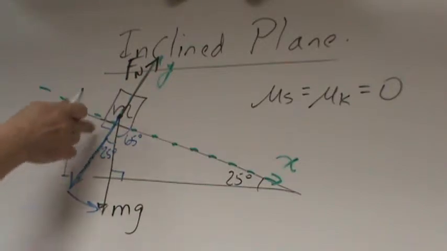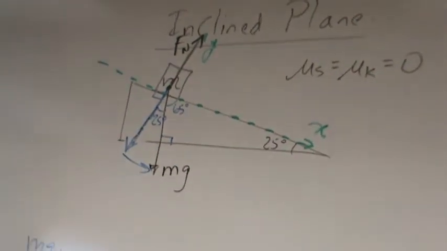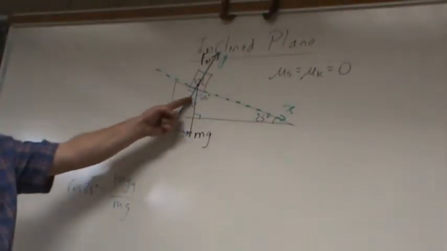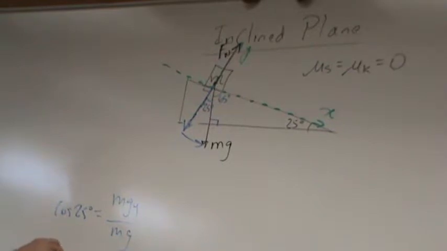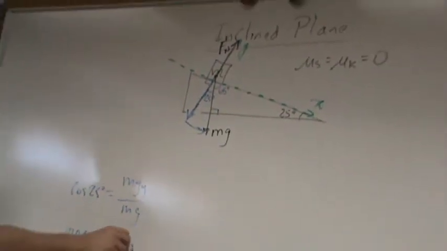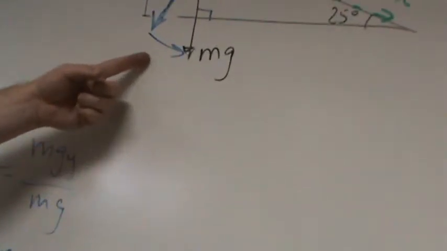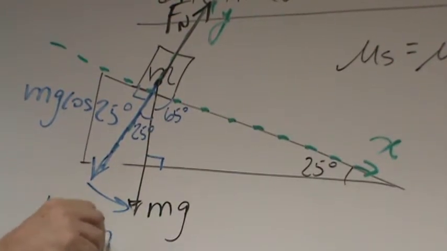Consider the y component of mg. Do you see that the y component of mg over mg is going to be equal to the cosine of this angle? The cosine of the angle is this guy over mg. And so mg cosine of 25 degrees equals the y component of mg. So this guy here is mg cosine of 25 degrees. And you tell me, what's this guy going to be? Yeah, thank you very much, Yvonne. mg sine of 25 degrees.